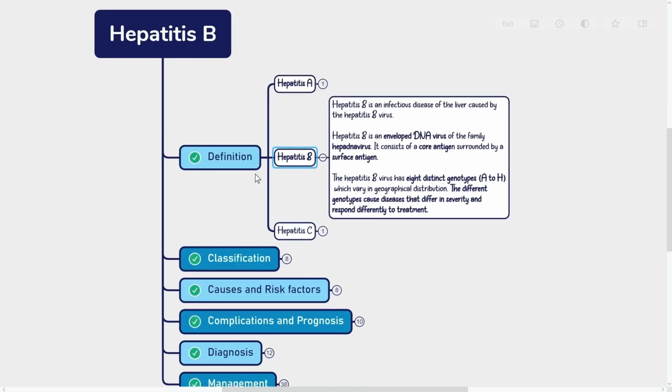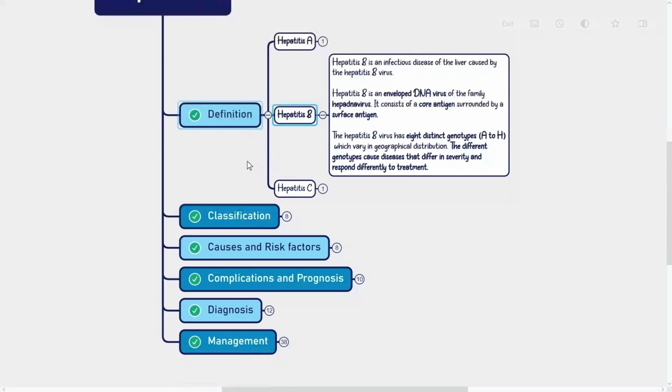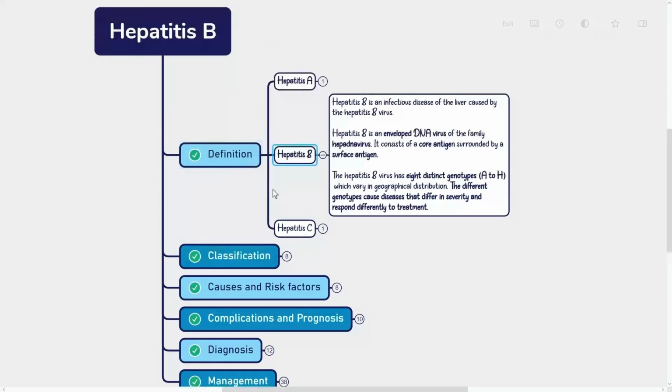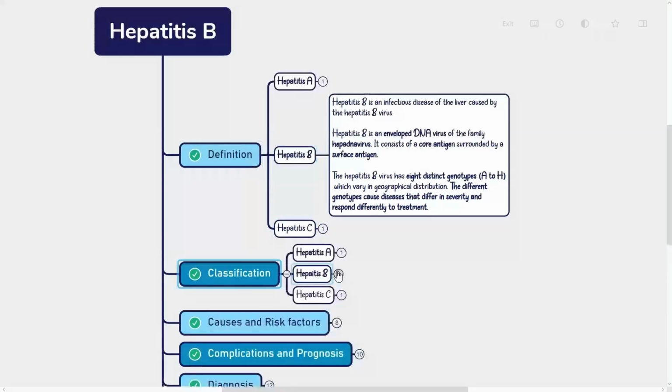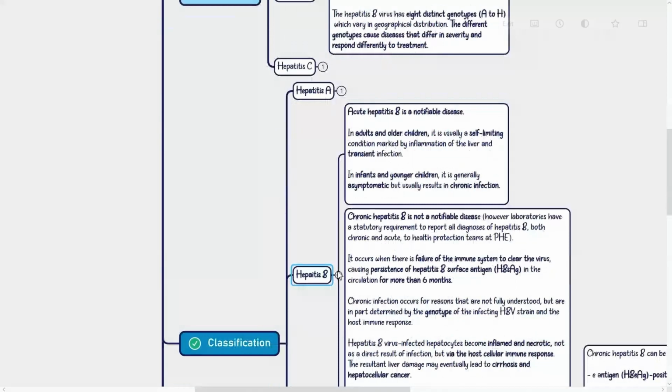Hepatitis B is an infectious disease of the liver caused by the hepatitis B virus. Hepatitis B is an enveloped DNA virus of the family Hepadnaviridae. It consists of a core antigen surrounded by a surface antigen. The hepatitis B virus has 8 distinct genotypes, A to H, which vary in geographical distribution. The different genotypes cause diseases that differ in severity and respond differently to treatment.